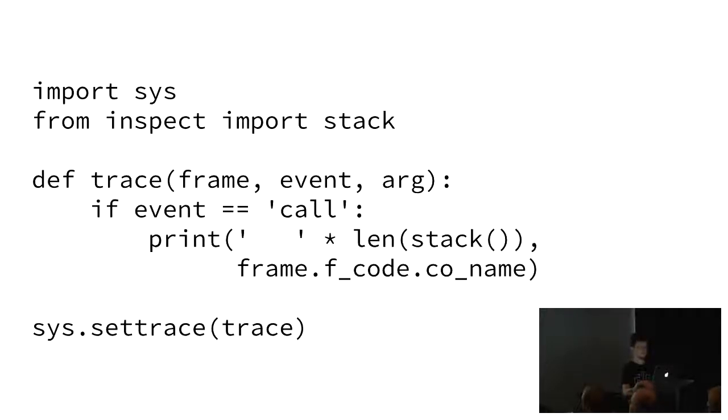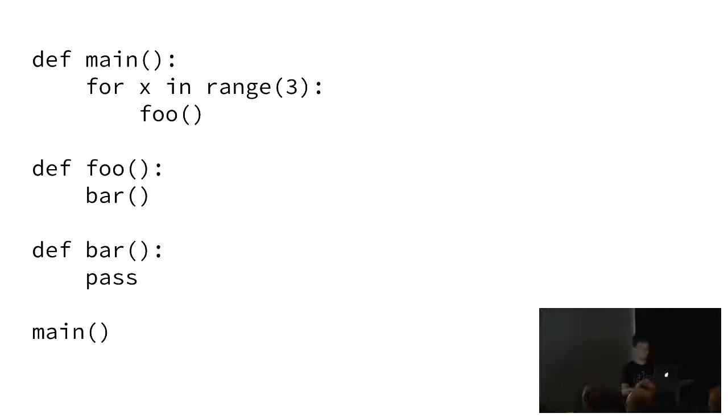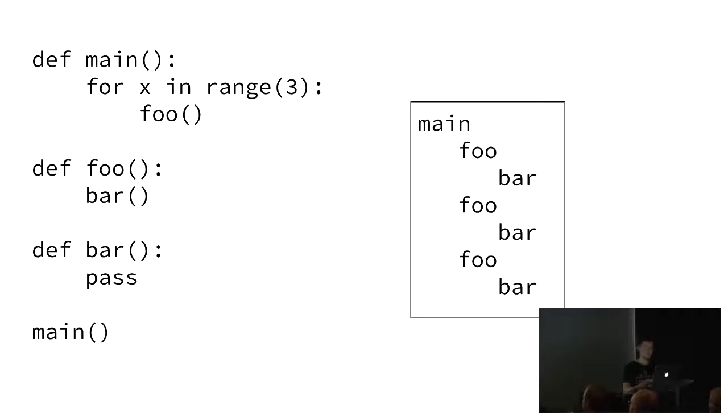Here's a simple example. This trace function will work every time a function is called. It prints the name of the function with some indentation based on how deep the function call is. Here's an example program to demonstrate. Main calls foo 3 times, and foo calls bar. And here's what the output of the trace function looks like. Now you have a quick overview of how the program runs.